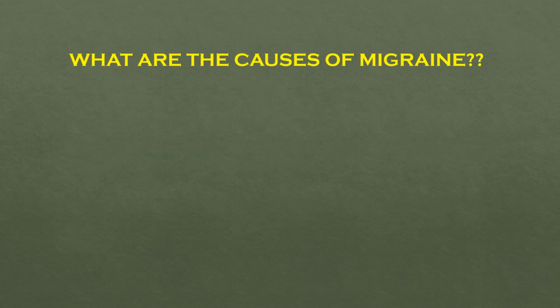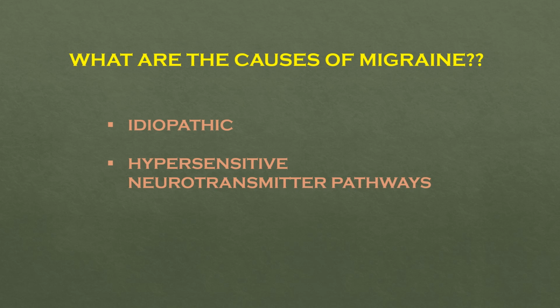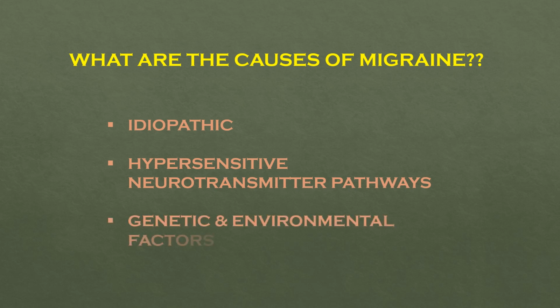The exact cause of migraine headache still remains unclear. Studies attribute it to be the after result of a person having hypersensitive neurotransmitter pathways. Genetic and many environmental factors play a major role in triggering a migraine headache.